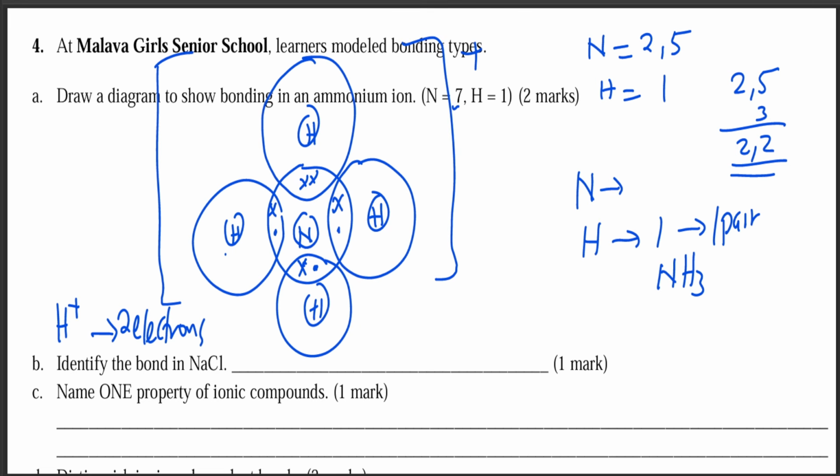So now question B, identify the bond in NaCl. In NaCl, sodium is a metal, chlorine is a nonmetal. The bond between a metal and a nonmetal is called ionic bond, because one will lose, the other will gain. The one that loses becomes a positive ion, the one that gains becomes a negative ion, and the positive and negative are bonded with the help of electrostatic forces of attraction. That bond is called ionic bond, because it's a bond between two ions, the positive ion and the negative ion.